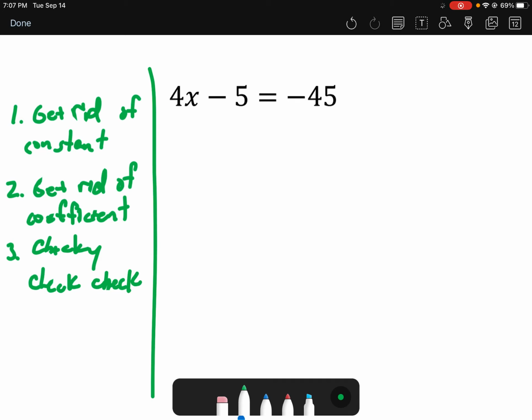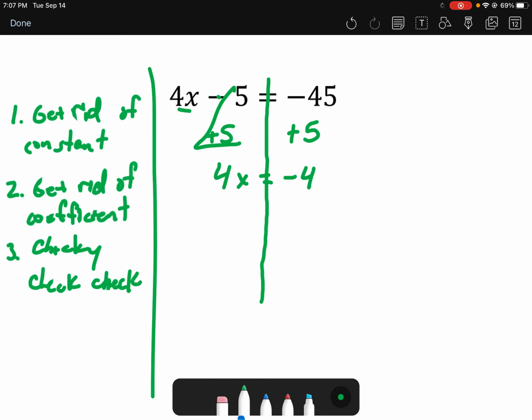So first I want to get rid of my constant, which is that 5 there. What's going on with the 5 though? I am subtracting 5. So I have to use my inverse operations. The inverse of subtraction is addition. So I will add 5 to both sides. Cancel those guys out. Leaves me with 4x. On the right side, I have negative 45 plus 5, or negative 40. So now I have 4x is equal to negative 40.